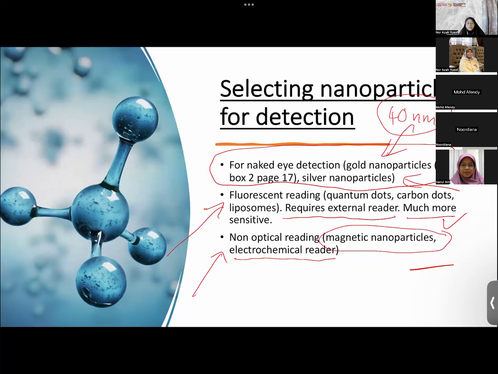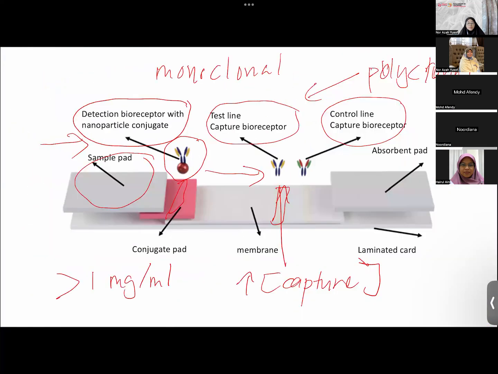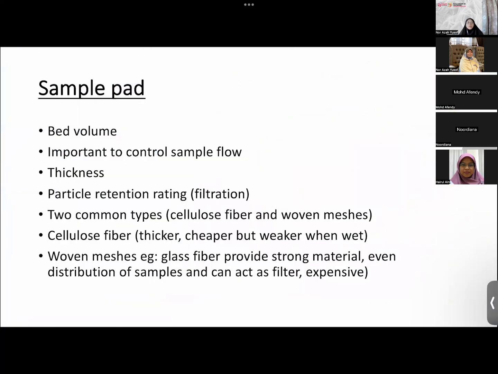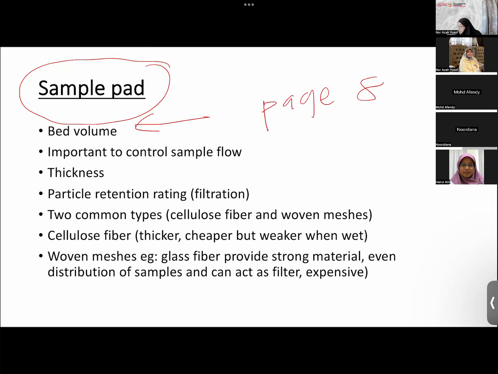And now we move back to the same structure, which is the sample pad. Just now I mentioned the sample pad, but we have to know a bit of theory behind the usage of the sample pad. Whenever we discuss with the supplier, you need to know about the bed volume. You can refer to page 8. What is bed volume? Bed volume is the total volume of the pad times porosity.